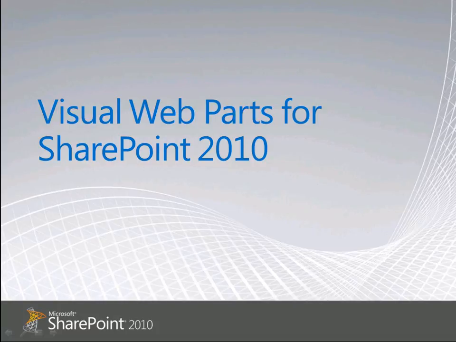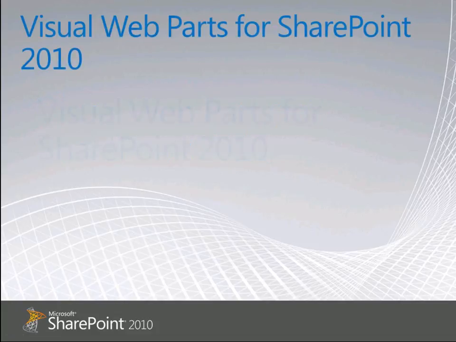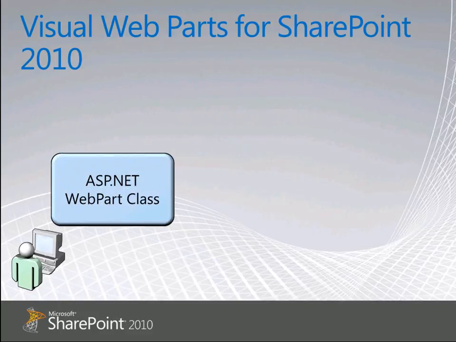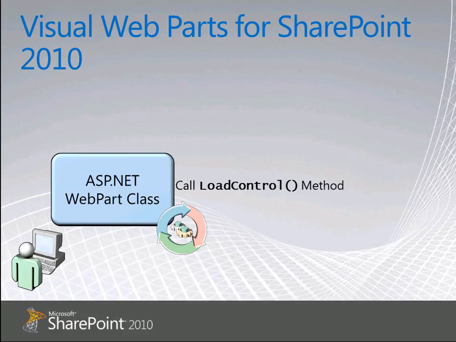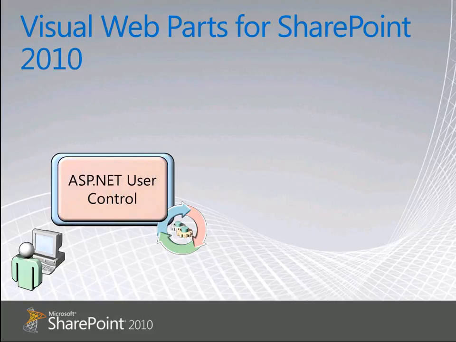In this video we are going to delve a little further into visual web parts for SharePoint 2010. Now, a visual web part is really an ASCX user control that is hosted inside a standard ASP.NET web part. And in previous versions of SharePoint, developers could create this type of object by creating their web part class as a standard ASP.NET web part and calling the Page.LoadControl method and passing in the path to an ASCX user control.